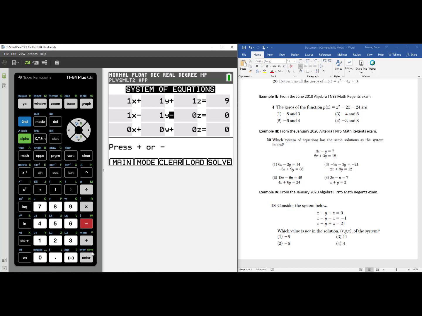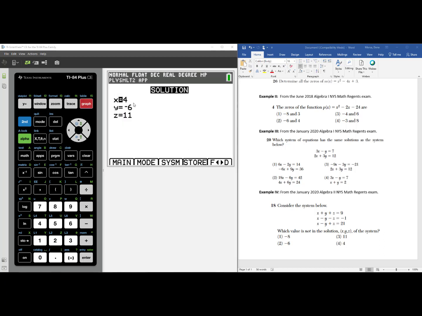For the second equation, it is 1, minus 1, minus 1, and negative 1. And for the third and final equation, 1, minus 1, plus 1 equals 21. When you have all three equations entered in, go ahead and press solve, which is the graph button. Our solution is x equals 4, y equals negative 6, and z equals 11. We do not see a negative 8 as one of those solutions, so that would be answer 1.